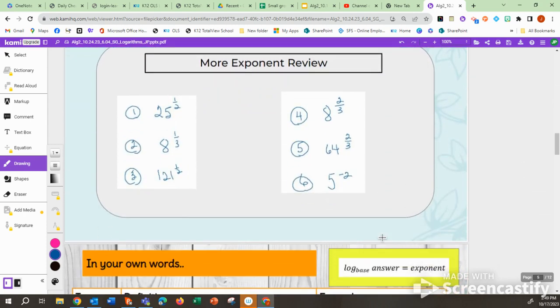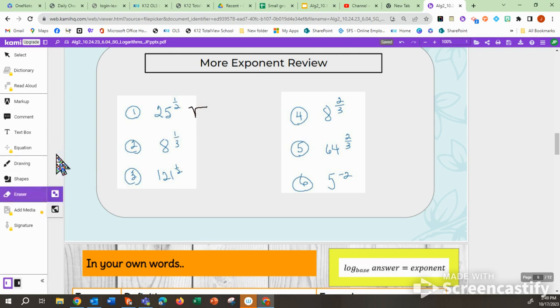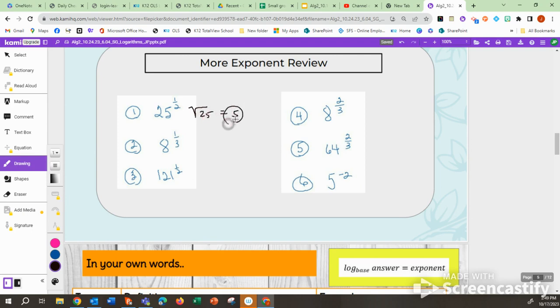All right, let's do a few of these. So if I have 25 to the 1/2 power, you're just supposed to know that that's the square root of 25, not 125. And the square root of 25 is 5. If you have 8 to the 1/3, you're supposed to know that means the cube root of 8, and that's going to be 2. If you have 121 to the 1/2 power, you're supposed to know that's the square root of 121, which is 11.